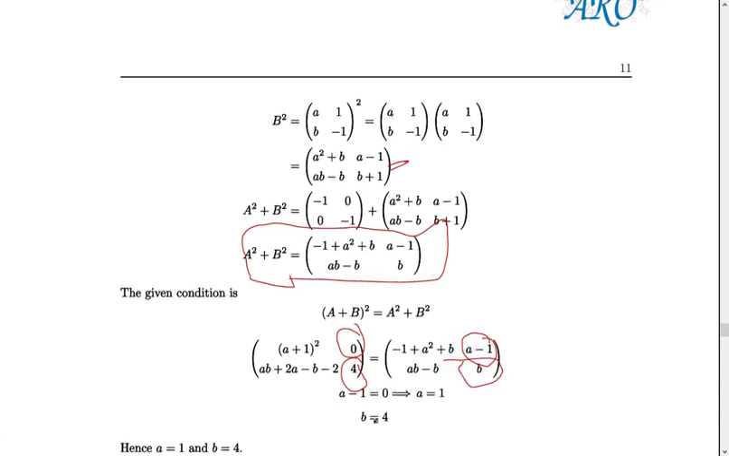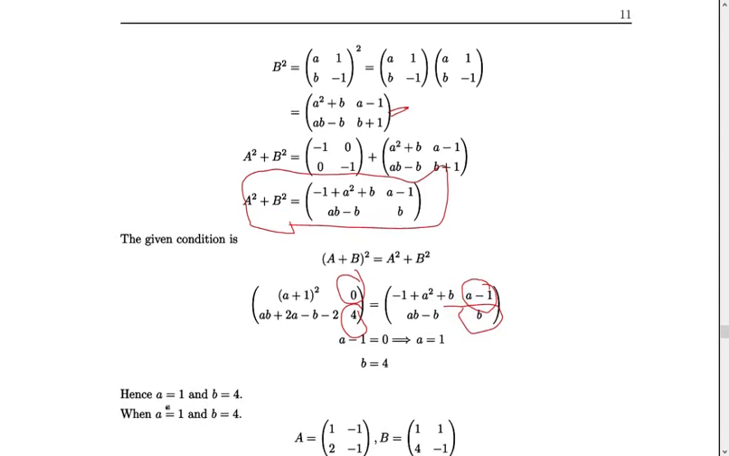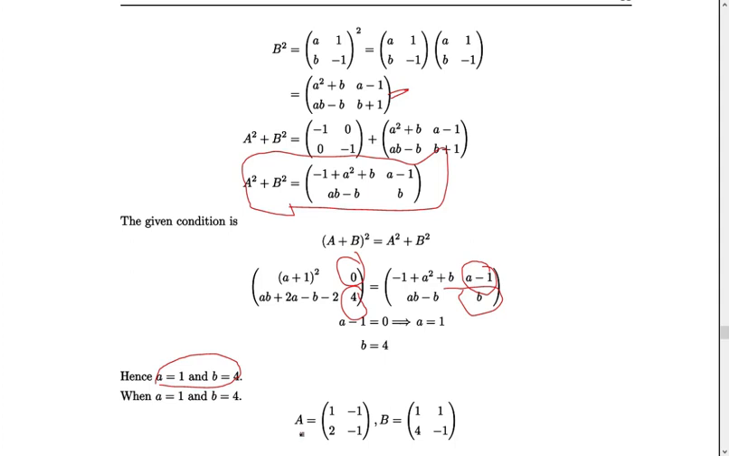Okay, so now we know the values A is equal to 1 and B is equal to 4. So when A is equal to 1 and B is equal to 4, we are going to apply the value of A and B. Instead of the original matrix it's the value of A, here it's the value of B. You are changing the values.